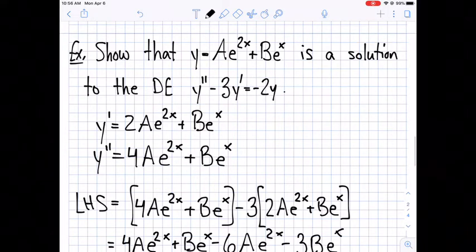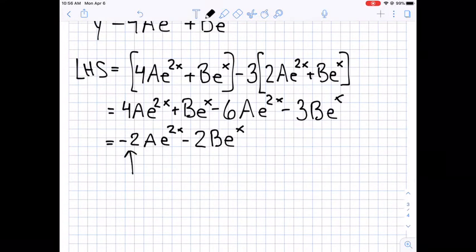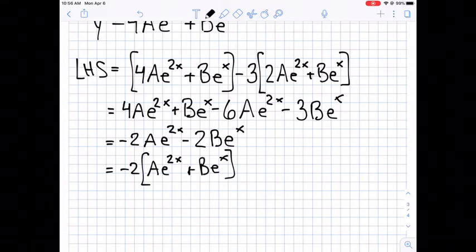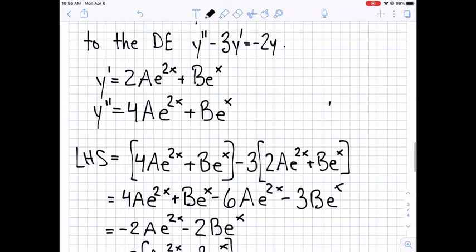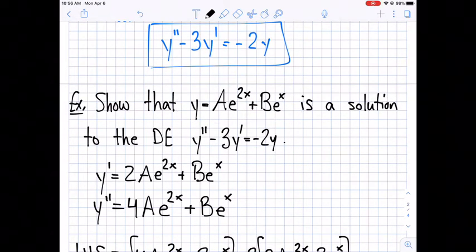And now all we want to do is show that this is equal to minus 2 times our original function y, where y was a e to the 2x plus b e to the x. So all we have to do is factor minus 2 from both terms, and we should be done. So here we get minus 2 times a e to the 2x plus b e to the x, which of course is equal to minus 2 times y. And so indeed, we end up with this function being a solution to this differential equation.